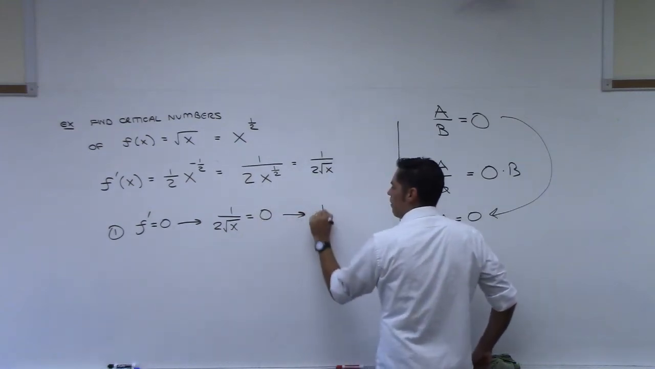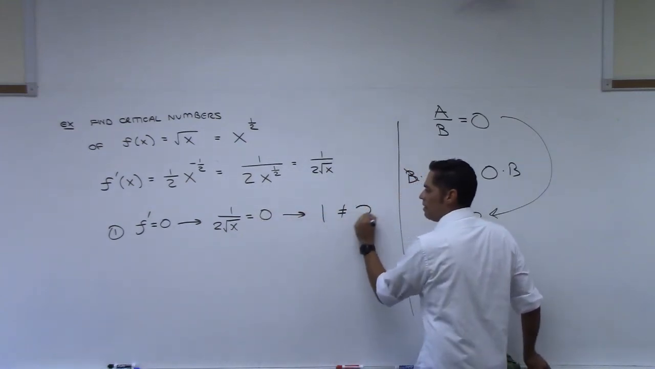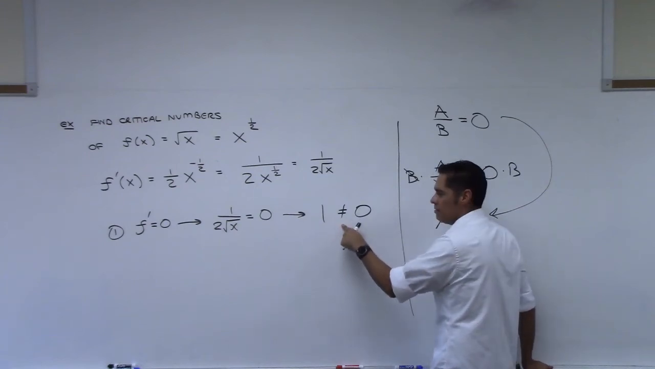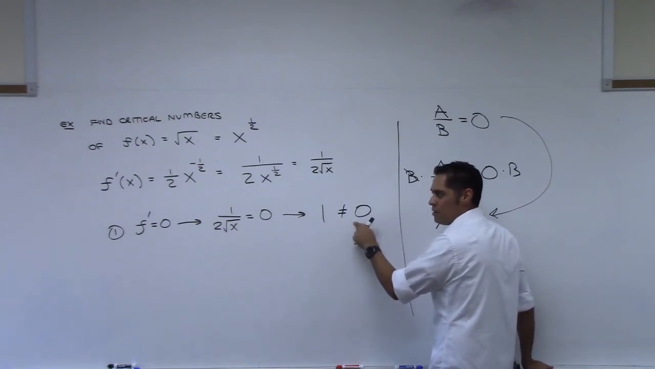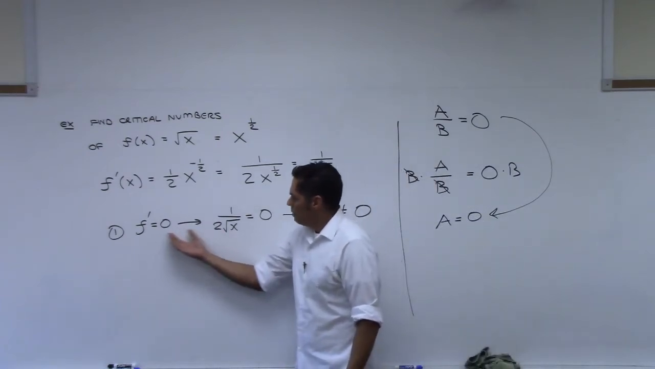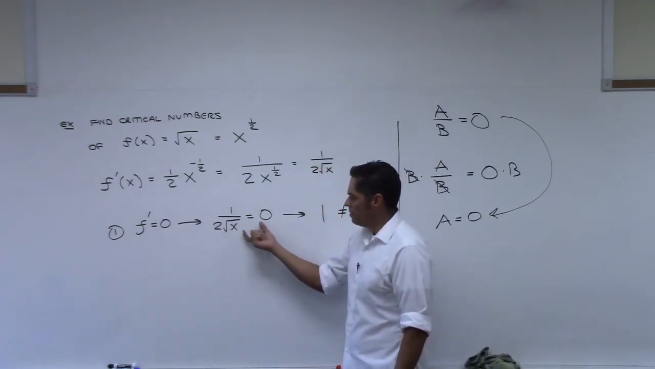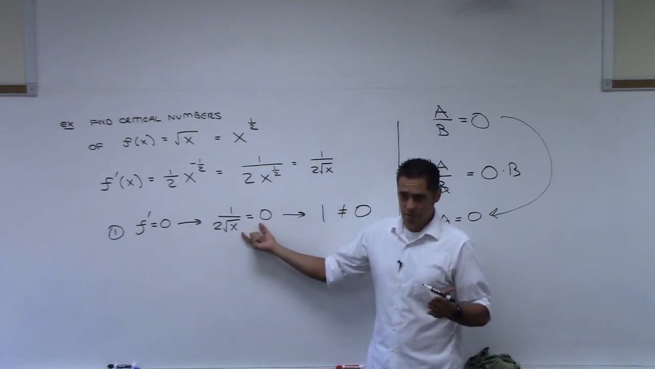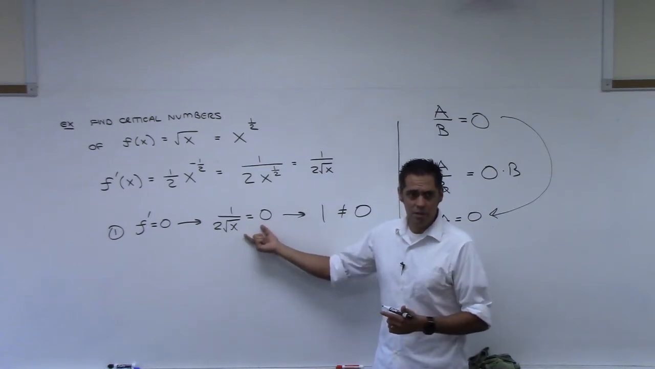For this to be true, I would need 1 to equal 0, right? But that's not going to happen ever. 1's not 0, not today at least. 1 is not 0. So what does that mean? Not that it's undefined. This equation has no solutions. There are no solutions to this equation.